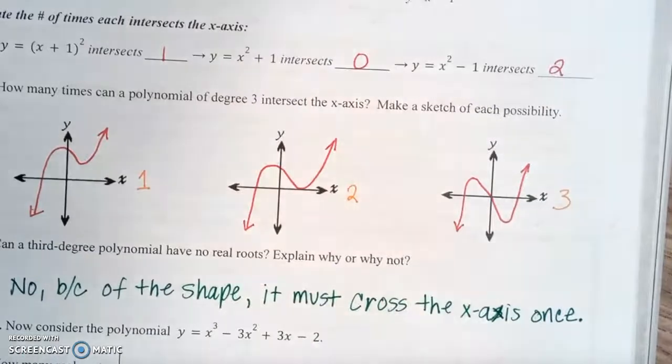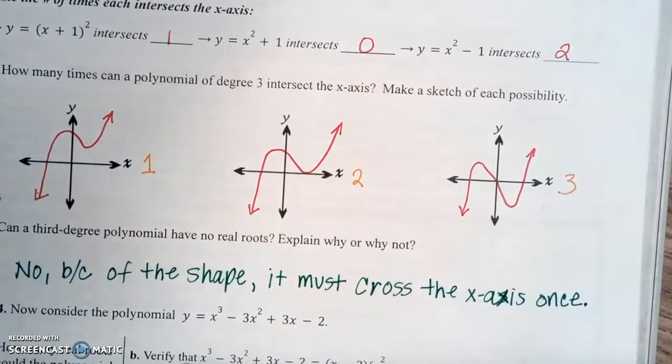All right, question A says, how many times can a polynomial of degree 3 intersect the x-axis? Make a sketch of each possibility. Okay? So if we have a polynomial of 3rd degree, that means it needs to have 3 directions. So on the first one, I showed it intersecting 1 time. So we have 1, 2, 3 directions, but it only crosses the x-axis once.